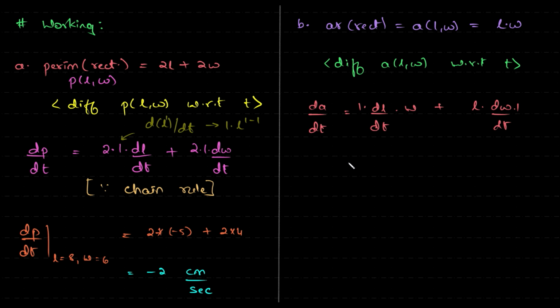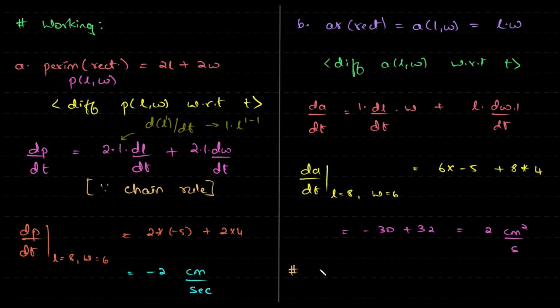I don't want to go into detail. Now here the width and the length both have some contribution. Length is 8 while the width is 6. So we have the width 6 into the rate at which the length is decreasing, which is minus 5, and the length 8 and the rate at which the width is increasing, which is 4. So this is minus 30 plus 32, which is 2 centimeter square per second.